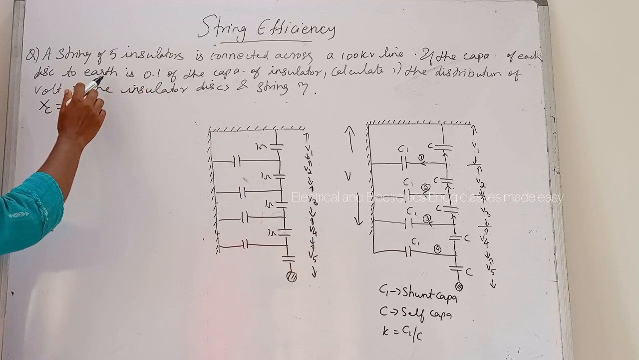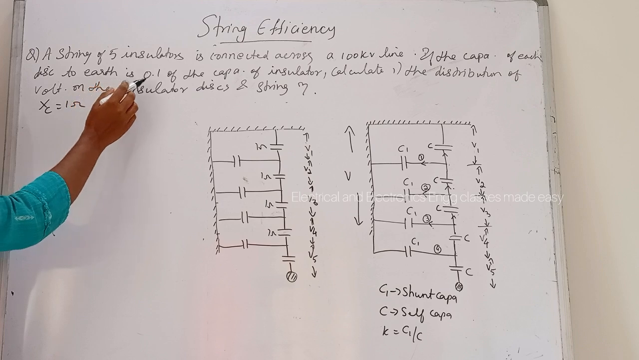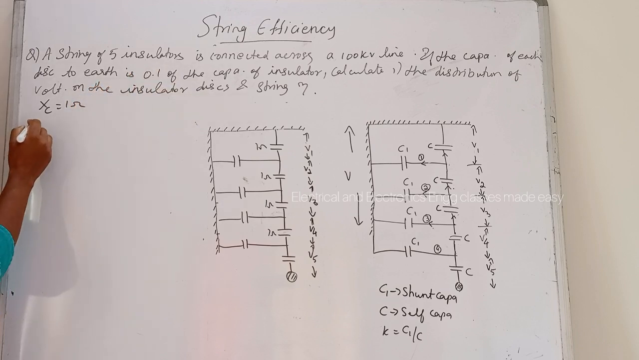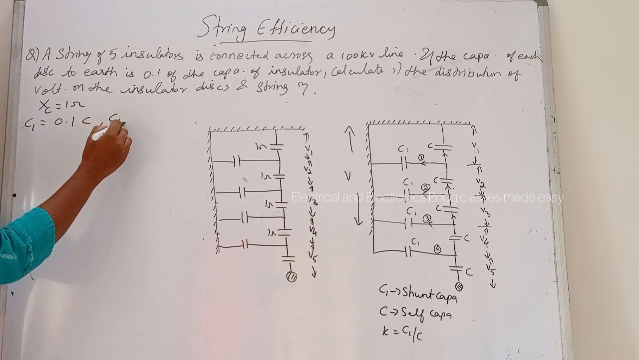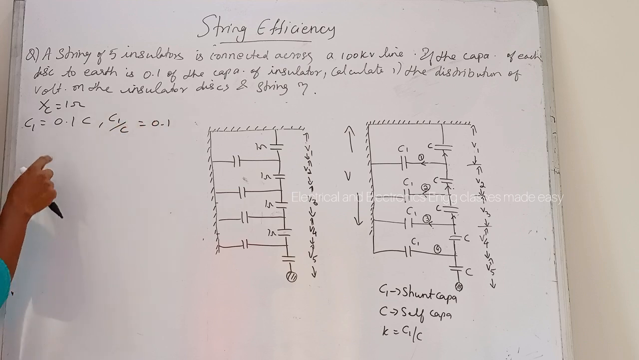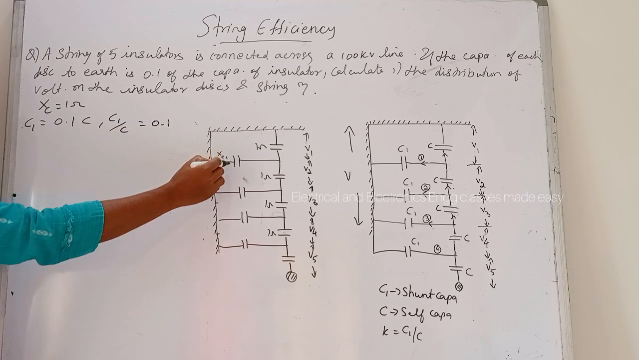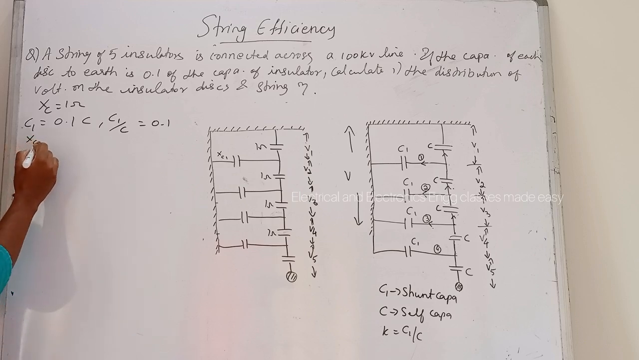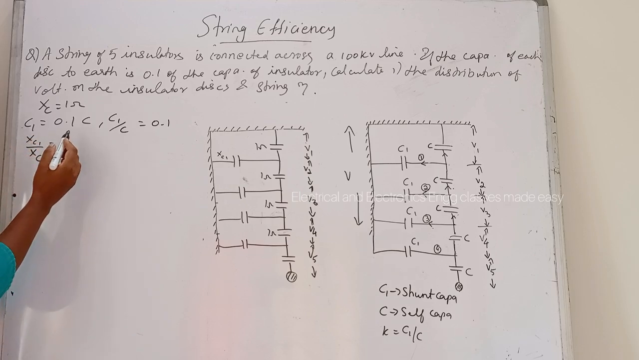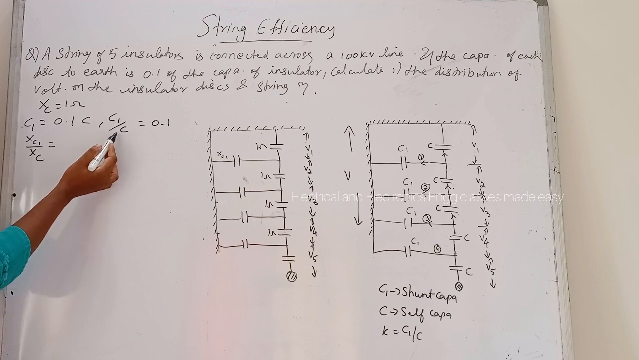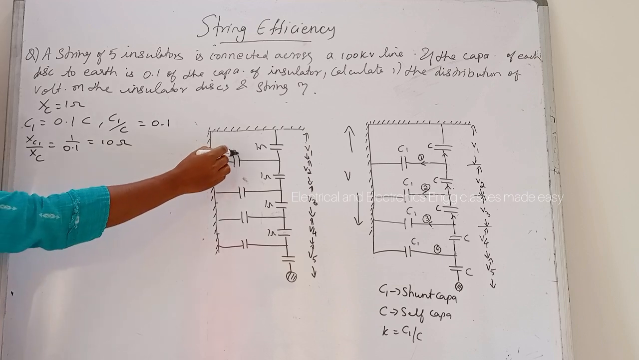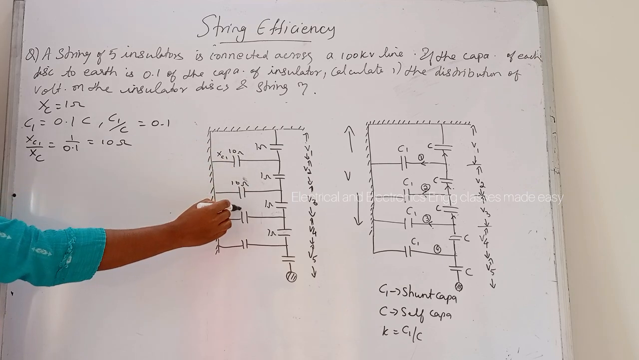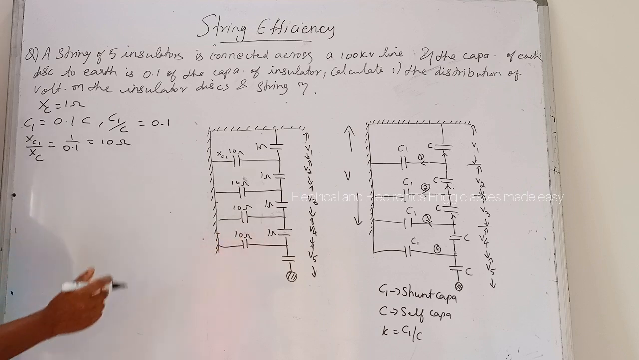And here it is given that the capacitance of each disc to earth is 0.1 of the capacitance of insulator, that is it is C1. C1 is given as 0.1 of C, that is C1 divided by C is given as 0.1. So to find the value of this Xc1, what is Xc1 divided by Xc? Xc1 divided by Xc will be equal to the reciprocal of this one, that is 1 by 0.1, that is 10 ohm. So this value will be 10 ohm. So Xc1 is 10 ohm.